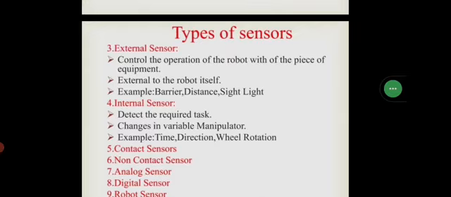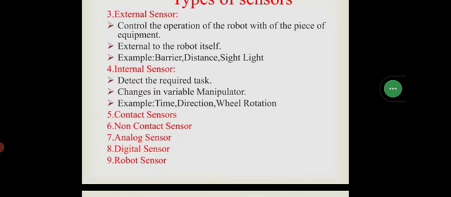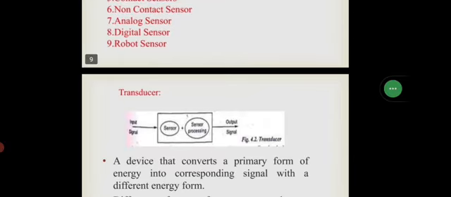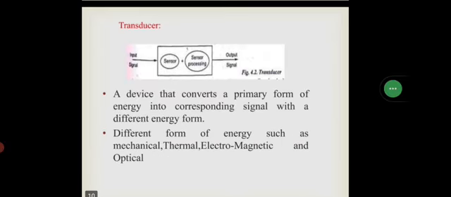External to the robot itself: barrier, distance, sight light. Internal sensors detect the required task, changes in variable manipulator, time, direction, wheel rotation. Contact sensor, non-contact, analog, digital and robot sensor.